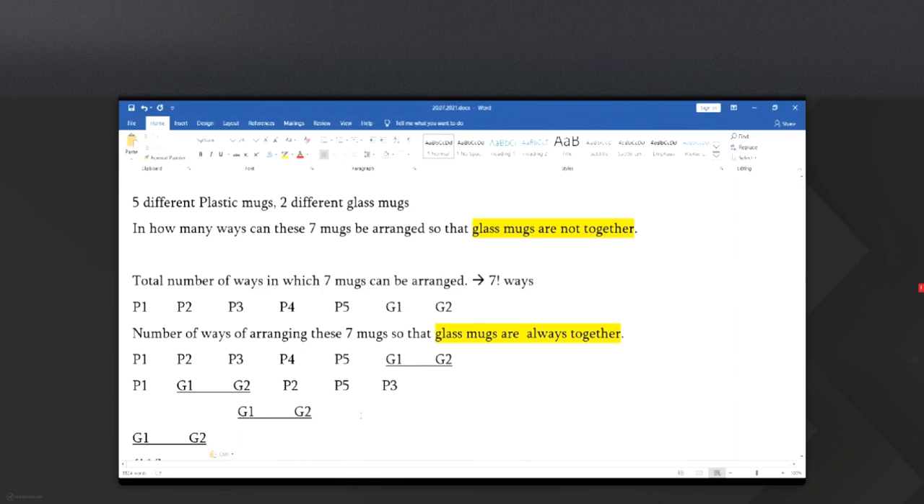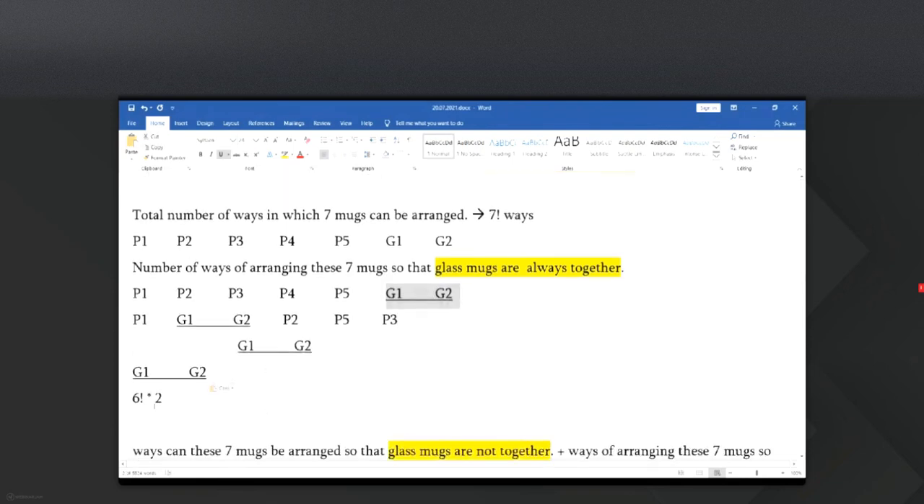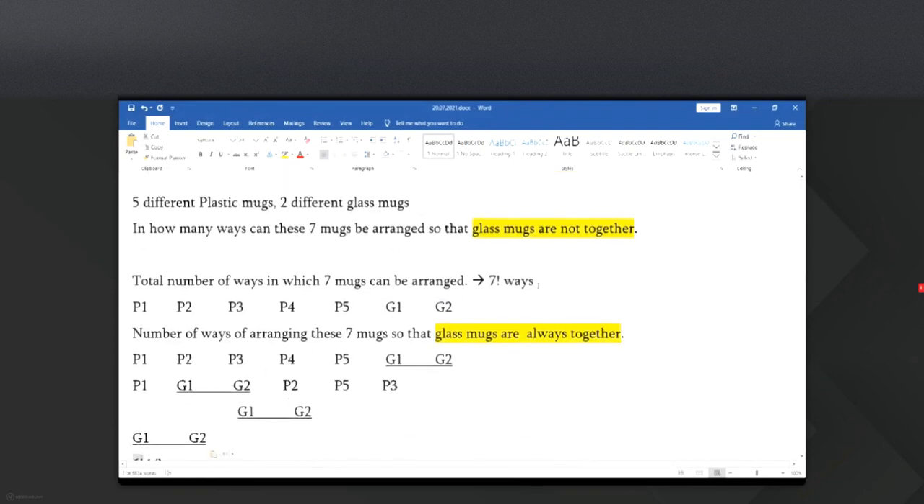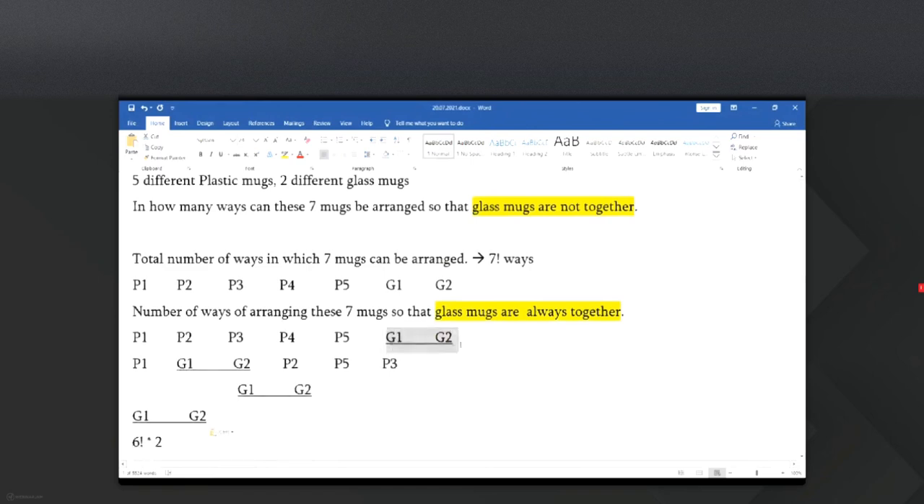That is where they are always together. When will that happen? When you take them as one entity. So they are no longer 7, there is only 6. 1, 2, 3, 4, 5, 6. These 2 should be taken as 1. So I have 6 factorial. So instead of 7 factorial, I have 6 factorial because these 2 have become 1.